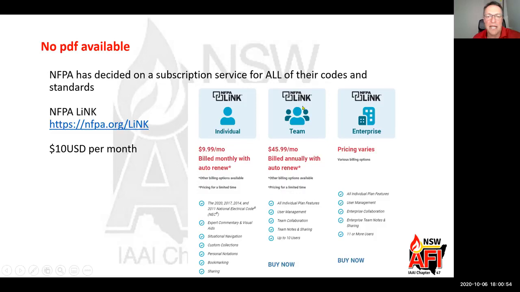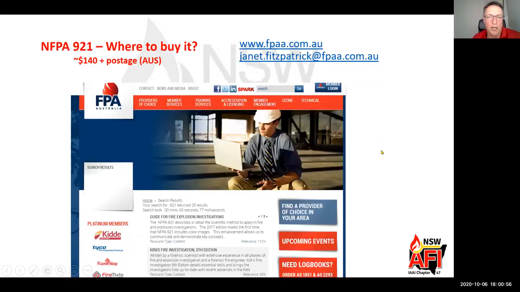So the hard copy is there. If you want a copy, you can buy it through FPAA. It's about $140 plus postage. You can contact Janet Fitzpatrick there. That's her email direct, or just search for it. At the moment, you can see they haven't updated it, and it's only the 2017 edition. But I ordered a bunch for our office, and it took about 10 days from the US to get out here. So that's basically it.